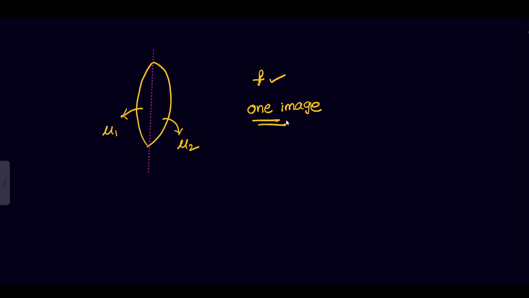If the lens is divided parallel to the principal axis, in that case, what happens now? A number of images are formed. But if I divide it perpendicular to the principal axis, there is only one focal length. In that case, only one image is formed.